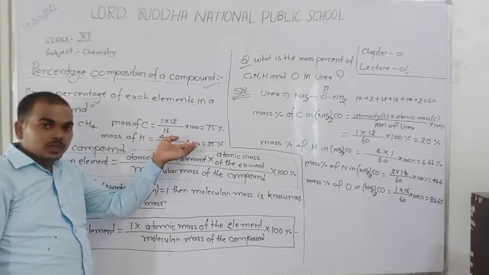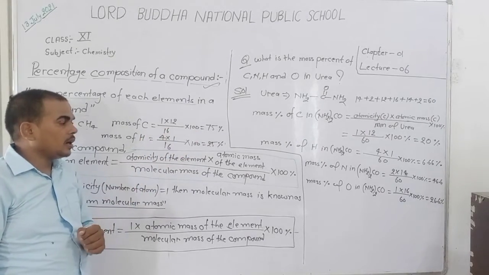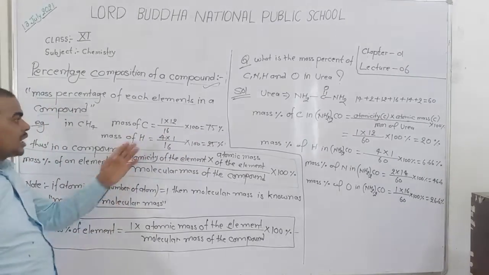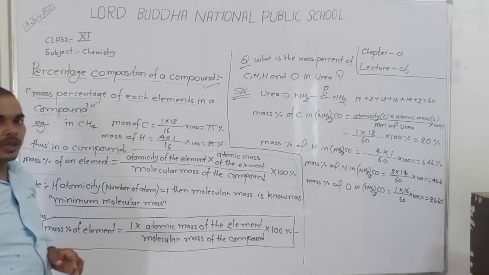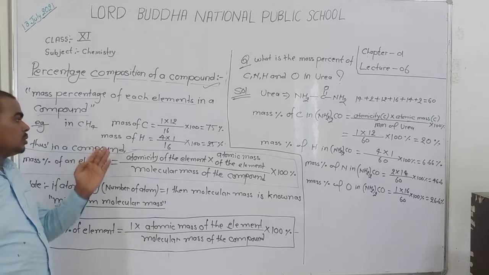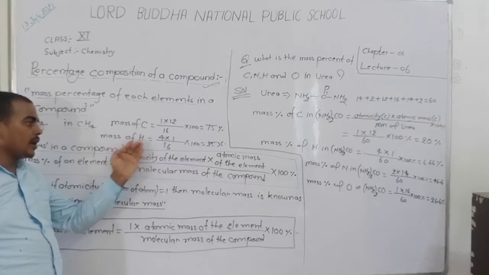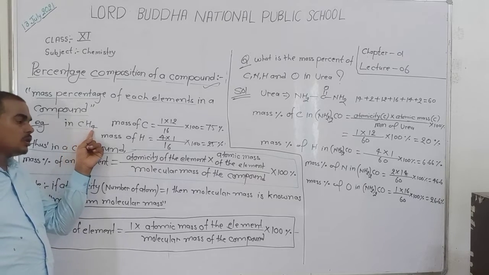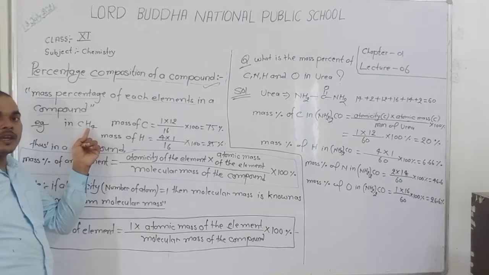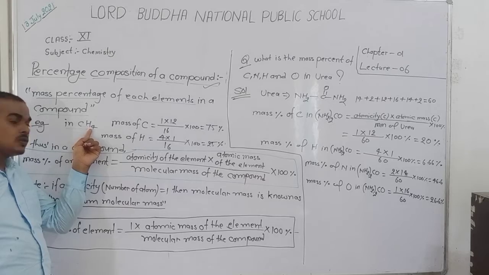For the calculation of percentage, multiply by 100. After the calculation, we obtain 75% of carbon present in methane. Now, the mass percent of hydrogen. Dear student, here the number of hydrogen atoms is 4.